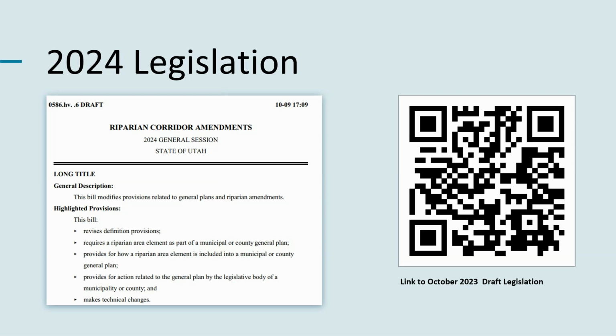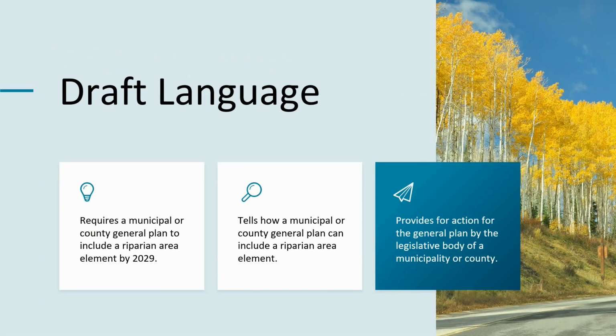And it provides for action related to the general plan by the legislative body. So basically, it's getting cities and towns to start thinking about riparian areas. Why are they important, right? How does it matter to us? And then it tells how a municipal or county general plan can include a riparian element. So it's not just saying, okay, go forth and just do this. It gives direction. And there's also going to be support for this plan. It provides for action for the general plan, so how a municipality or county can put this into action as part of their planning and implementation of plans.